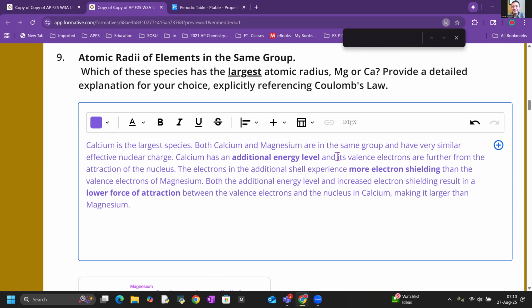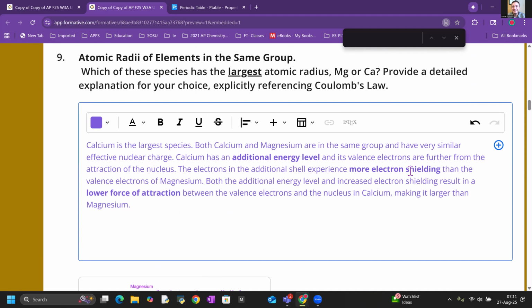And then what should we know? If there's more energy levels, that means the electrons are going to be held further from the attraction of the nucleus. That means there's going to be a lower force of attraction. If there's fewer energy levels, that means electrons are held closer to the nucleus. That means the force of attraction is going to be greater.